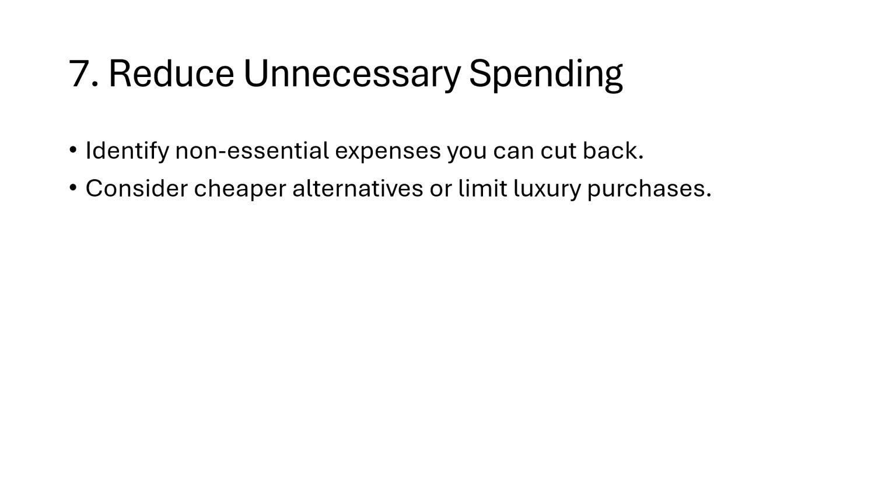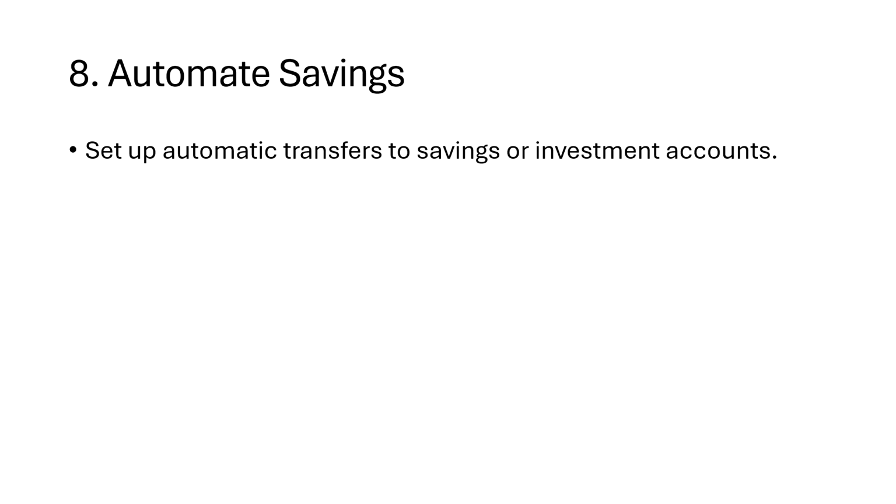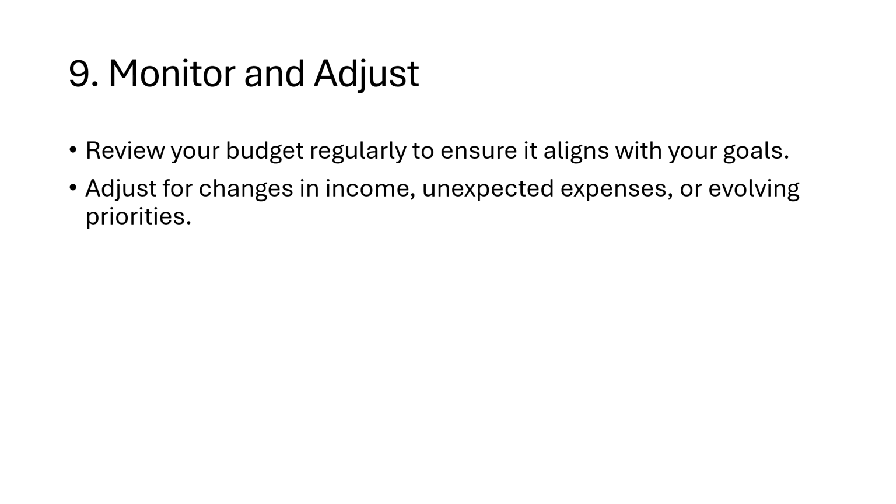And for number seven, reduce unnecessary spending. Identify non-essential expenses you can cut back. Consider cheaper alternatives or limit luxury purchases. And number eight is automate savings. So set up automatic transfers to savings or investment accounts.